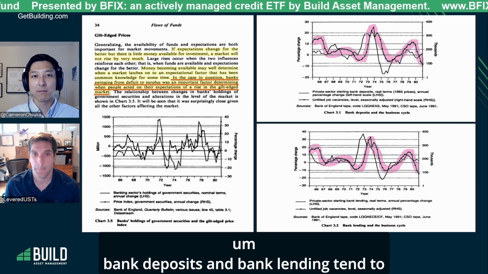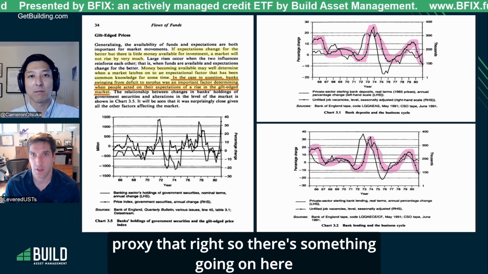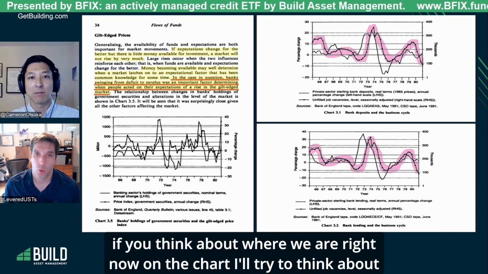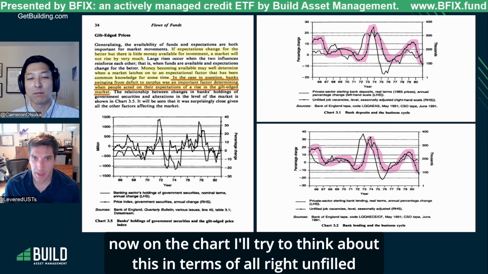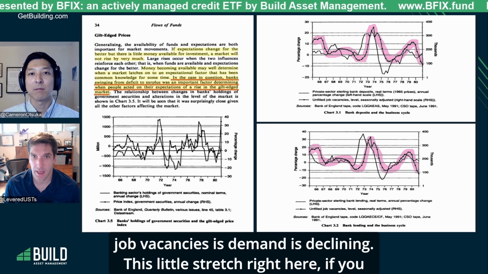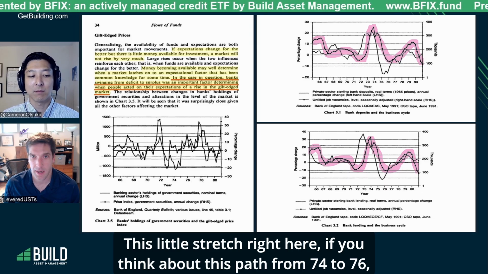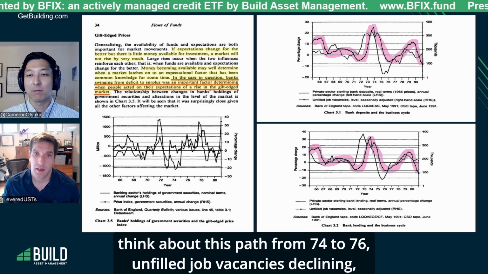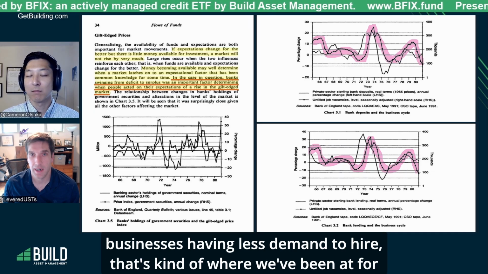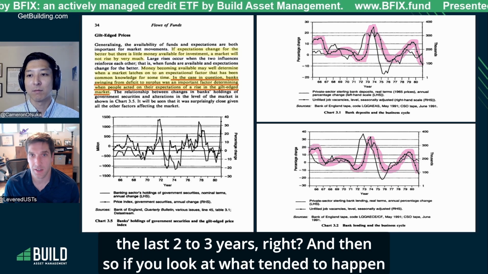But you do see, as the job vacancies kind of boom and bust in the economy, bank deposits and bank lending tend to proxy that, right? So there's something going on here. If you think about where we are right now on the chart, I'll try to think about this in terms of, all right, unfilled job vacancies, demand is declining. This little stretch right here, if you think about this path from 74 to 76, unfilled job vacancies declining, businesses having less demand to hire. That's kind of where we've been at for the last 2 to 3 years, right?